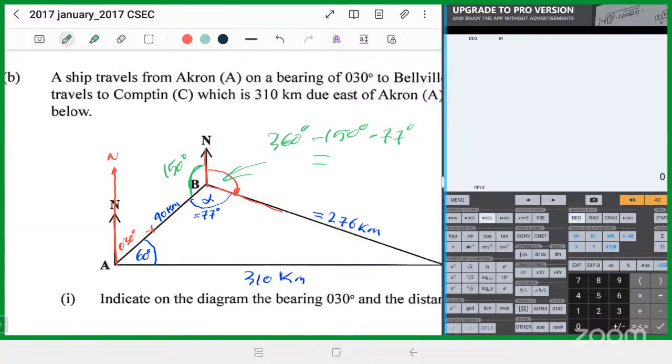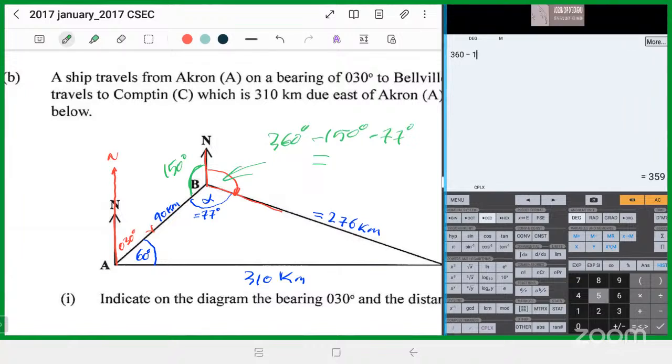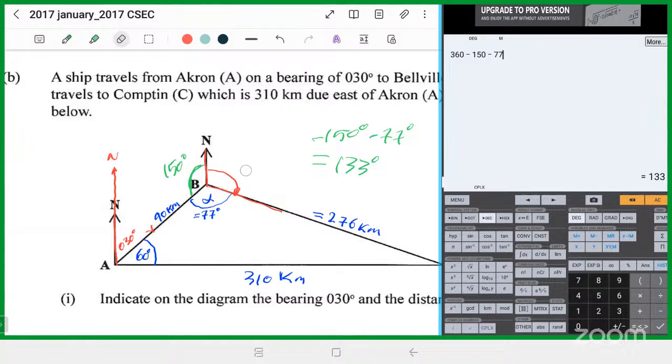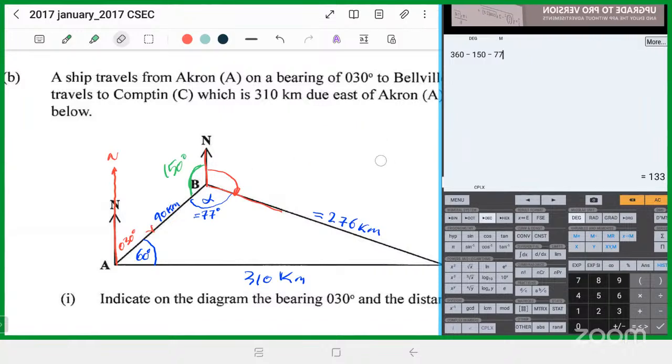I'm going to show you another way to do it. 360 minus 150 and minus 77 gives us 133. So that's 133 degrees. That's the way I think most people would do it. But I want to show you another way. So it's 133 using the total angle around the point. Let's look at another way.